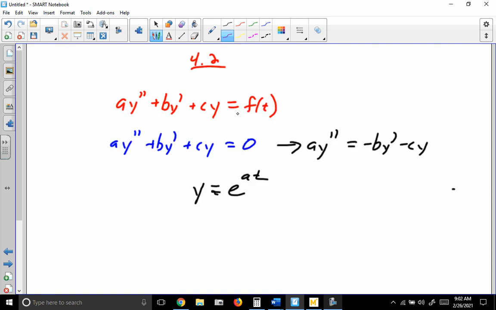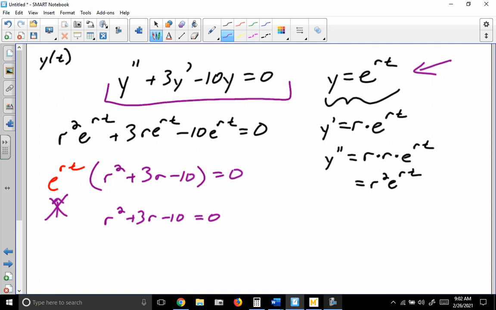And I'm not sure if I mentioned this earlier, but when we have the right side 0, remember the right side could be an entire function, but when it's 0, we call that homogeneous. Not homogeneous in the sense of what we talked about back in chapter 2 for homogeneous first order differential equations. This is a different type of homogeneous. But from here on out, when we have a differential equation that has a 0 on one side, we're going to refer to that as homogeneous.